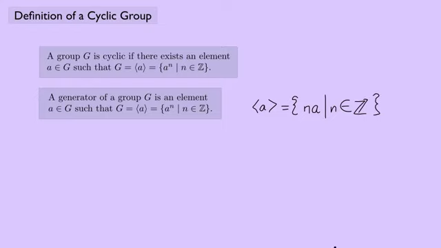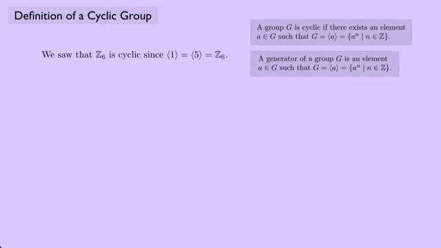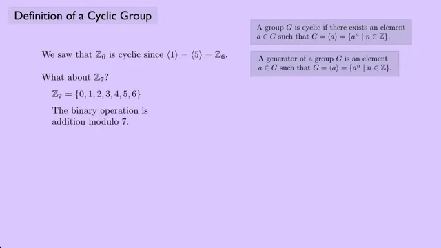Okay, and so we see that Z6 is cyclic with generators 1 and 5, while S3 is not cyclic. Okay, so here's the definition of a cyclic group, and here's the definition of a generator. And we saw that Z6 is cyclic since 1 and 5 generated Z6, but what about Z7? Z7 is the set consisting of the integers 0, 1, 2, 3, 4, 5, and 6, and the binary operation this time is addition modulo 7.